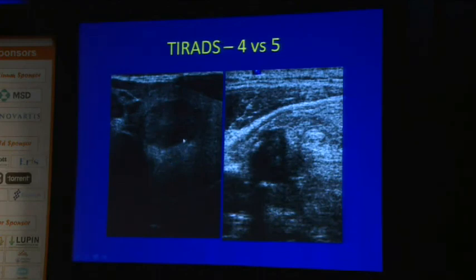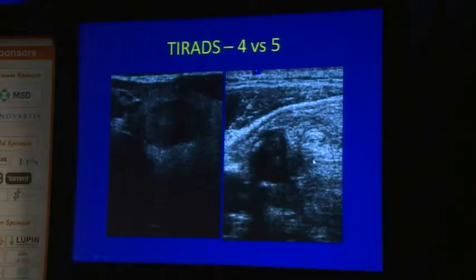The lesion is still oval in shape, does not have microcalcification. So this particular lesion has only 1 malignant feature, so it will be classified as a 4A lesion, whereas this lesion is a markedly hypoechoic, irregular, taller than wide lesion with specks of microcalcification, thus a solid lesion. So it has more than 4 features suggestive of malignancy and becomes a TIRADS 5, a lesion highly suspicious for malignancy.